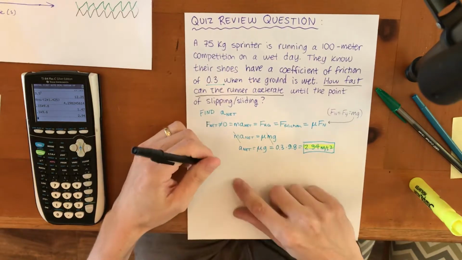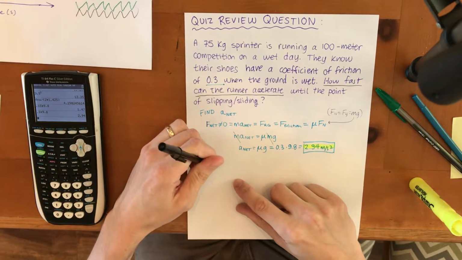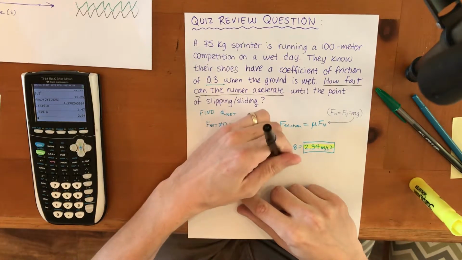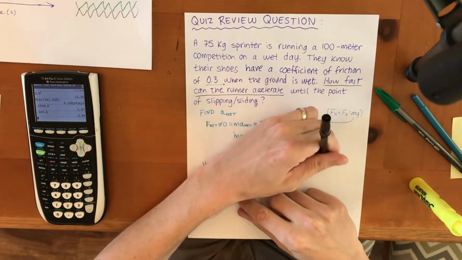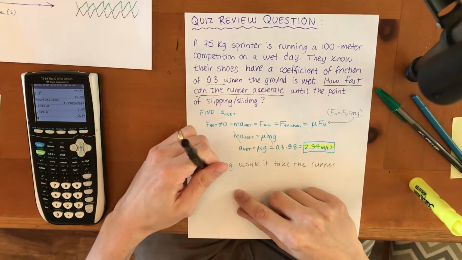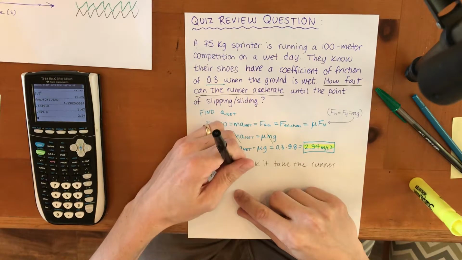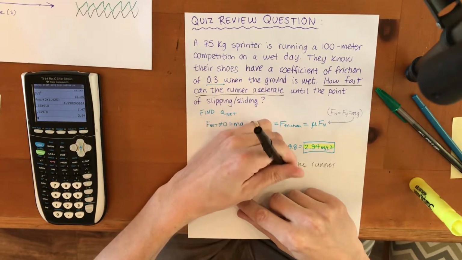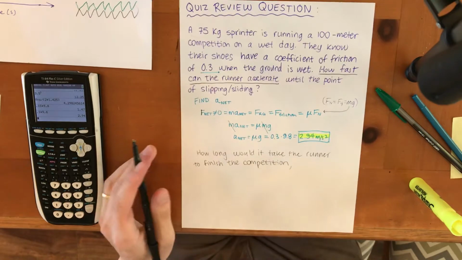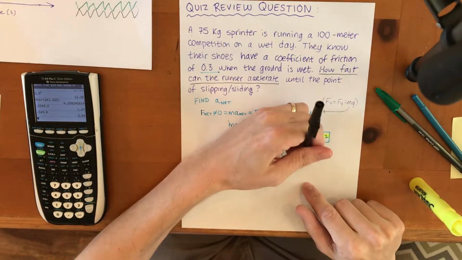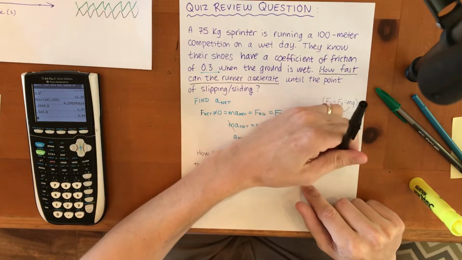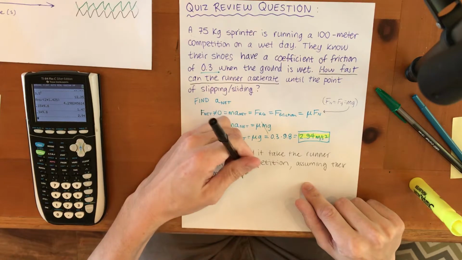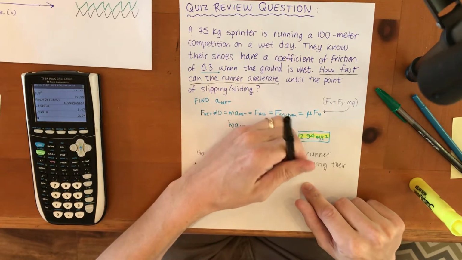I'm just going to write this down. How long would it take the runner, the sprinter, to finish this race? It's not really a race, is it? It's such a short amount of distance, but I guess it is a race. So how long would it take the runner to finish the competition, assuming their max speed is 12 meters per second?